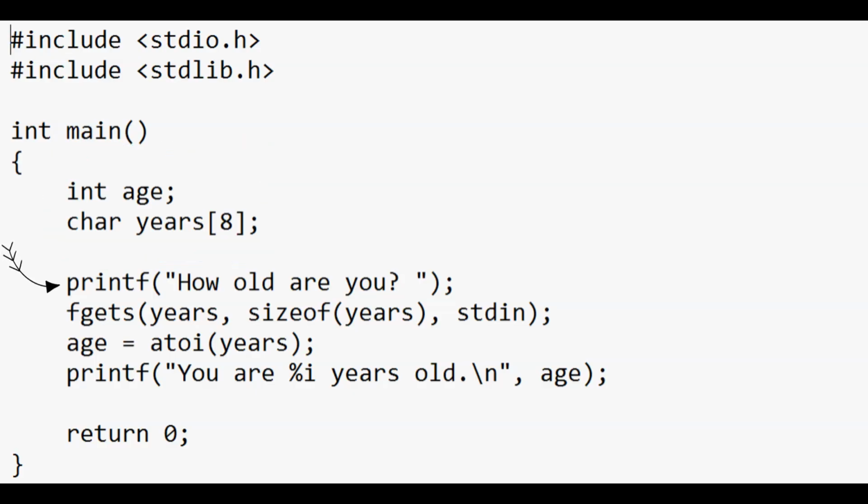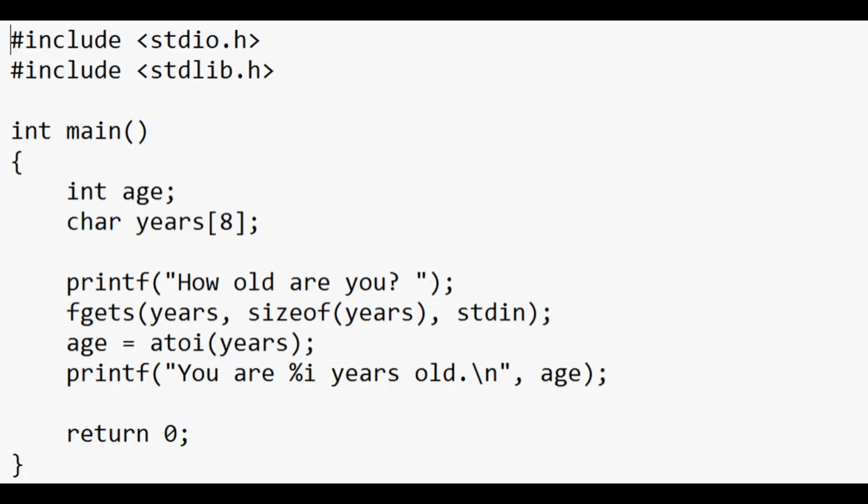Now the program prints a message asking the user for their age, and this line reads the input. fgets reads a line of input and stores it in the years array. Size of years ensures that no more than 8 characters are read. And stdin is the standard input stream, usually the keyboard.